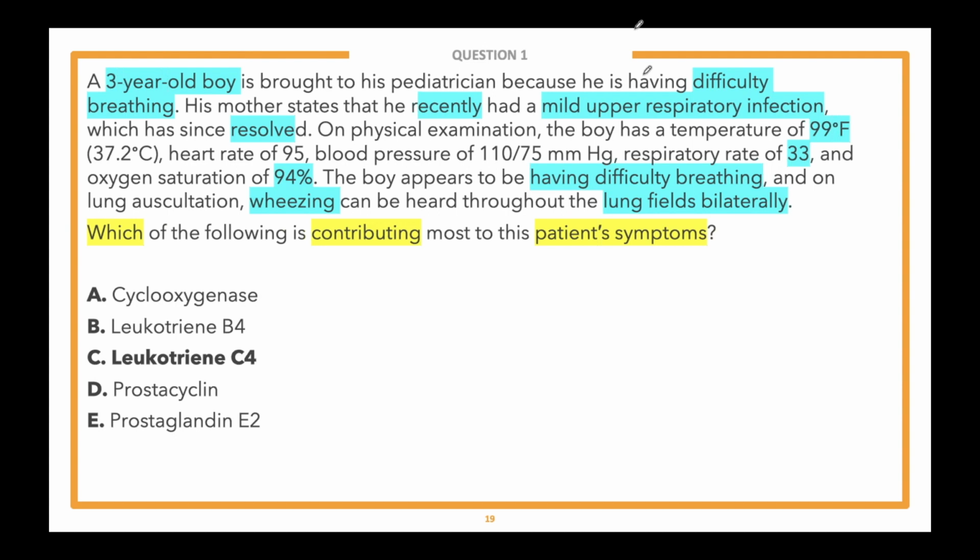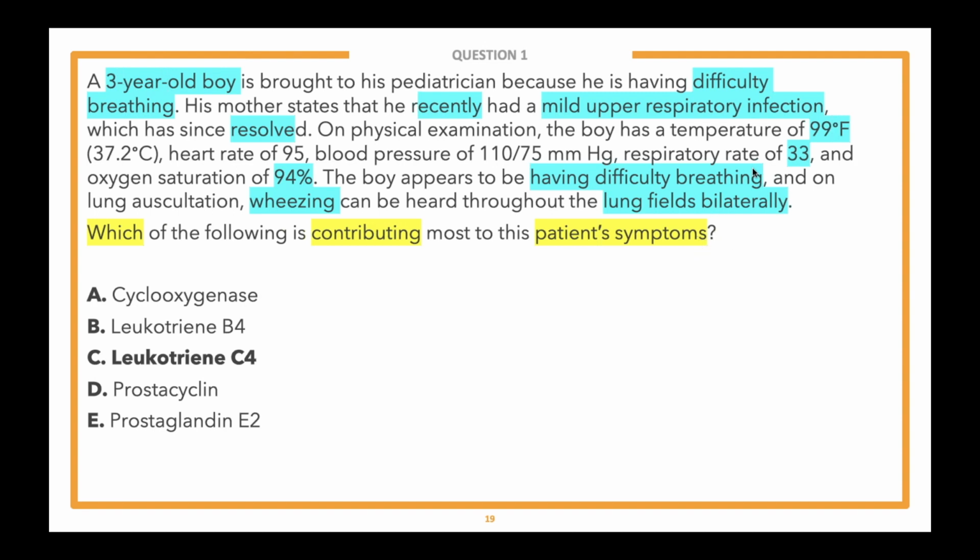Thank you, Sean. Great job, guys. Yes, another good question here. So let's take a look at what's going on. We know this kiddo has tachypnea, he's breathing at 33. He's got a slightly decreased oxygen saturation, so we know this is a pulmonary process. He's also got diffuse wheezing throughout the lung fields bilaterally.